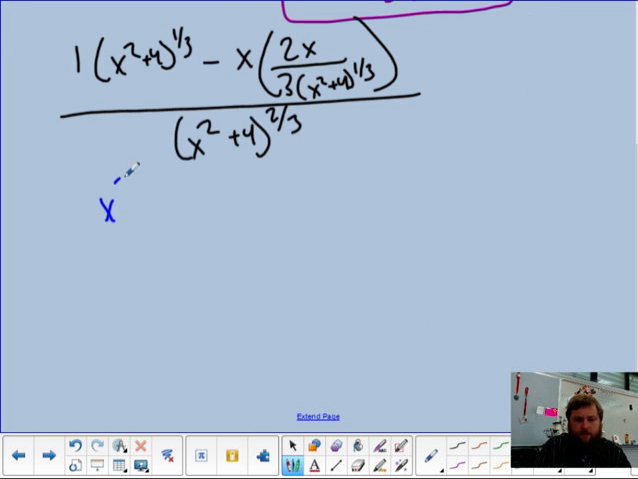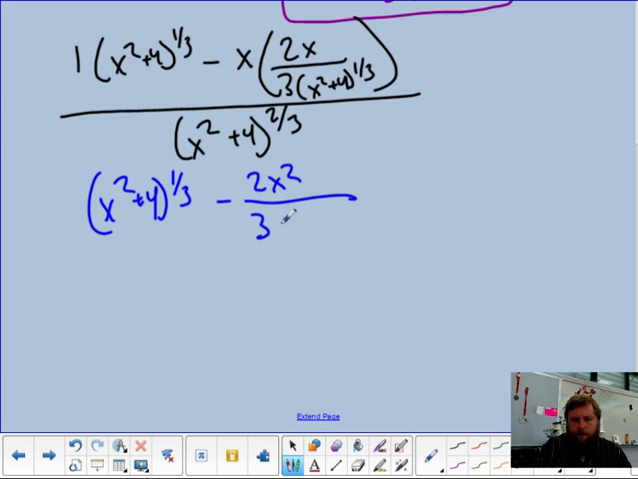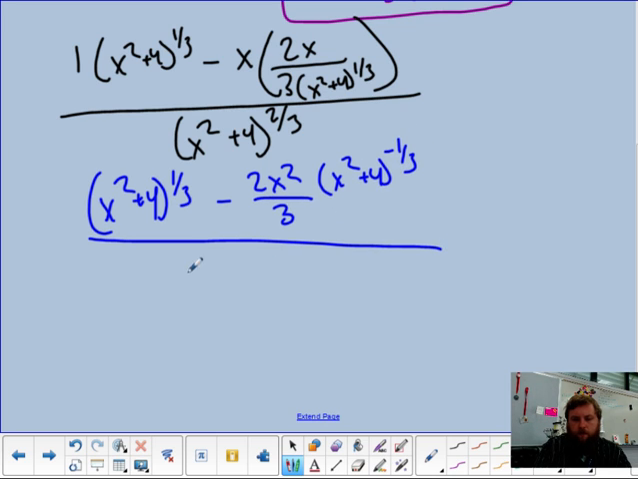So it'll be x squared plus 4 to the 1/3 power minus 2x squared over 3 times, you know what, I'm actually going to move the exponent to the top. It's going to help me with my math. So over 3 times x squared plus 4 to the negative 1/3. All over x squared plus 4 to the 2/3.